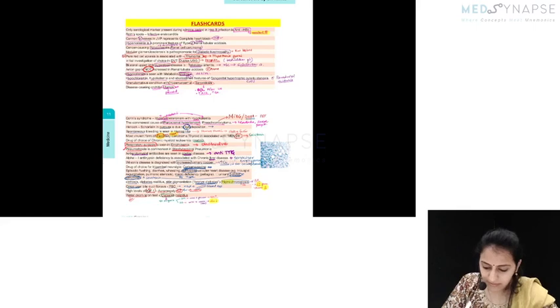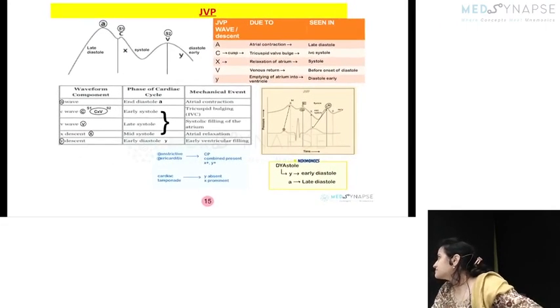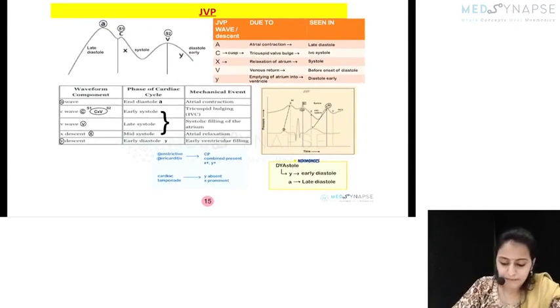So that does not complete the medicine part. What is that one topic remaining in medicine? JVP. Finish that and then look ahead. What is JVP? Page number, not the medicine one, the physiology one. Page number 15. Page number 15.